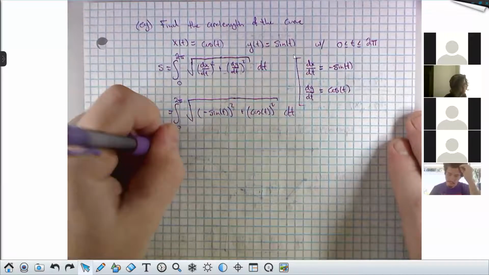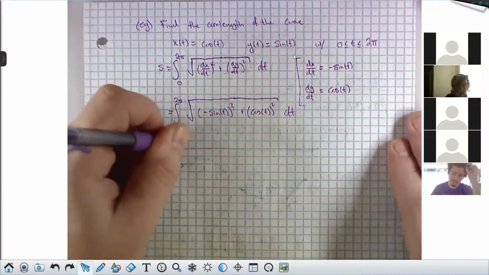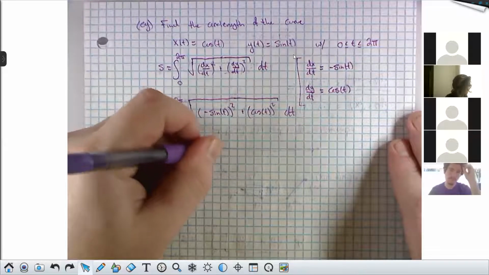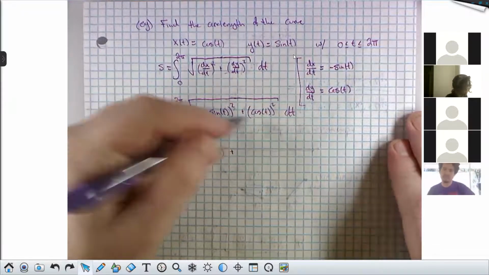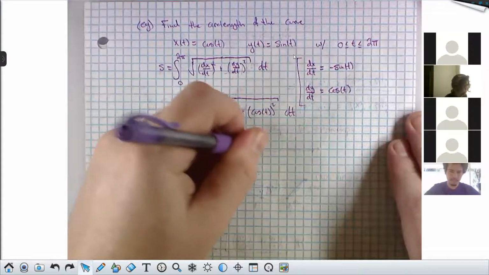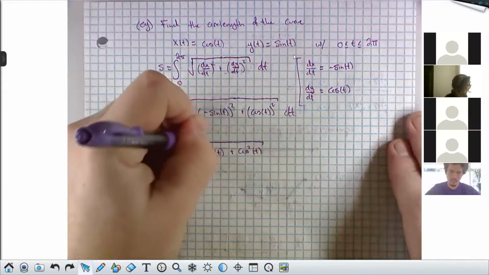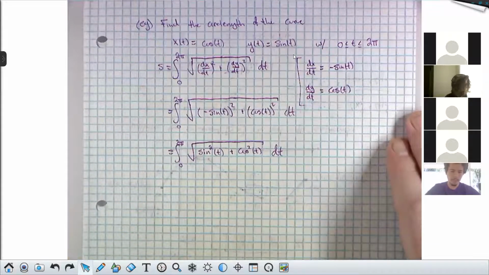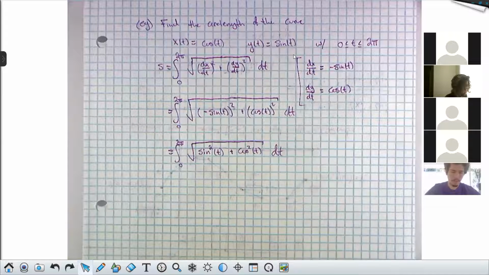Now the square of negative sine t is sine squared t, right? The negative goes away, so we get the integral of the square root of sine squared t plus the square of cos t, which is cos squared t. And what is sine squared t plus cos squared t? Can we simplify that at all? Equals 1. Yeah, it's 1.